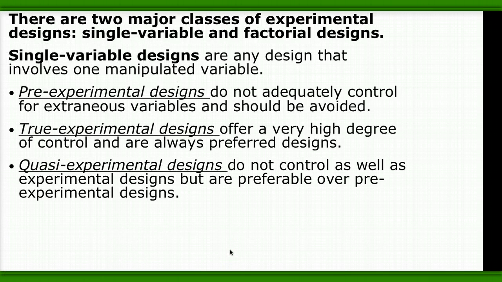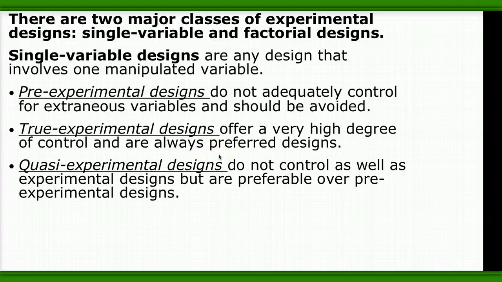There are two major classes of experimental designs, single variable and factorial designs. We'll focus mainly on single variable designs. There are pre-experimental designs. Often these are used as pilot studies, getting ready for a true experiment. And they do not adequately control for a variety of extraneous variables, so should be avoided for a large research project. And true experimental designs offer the best degree of control.